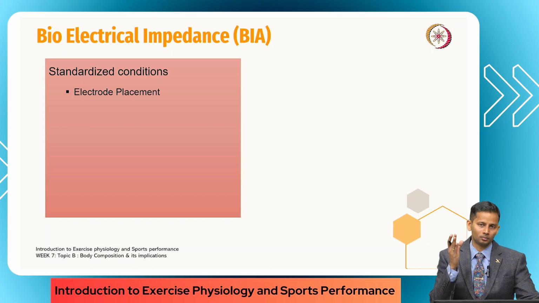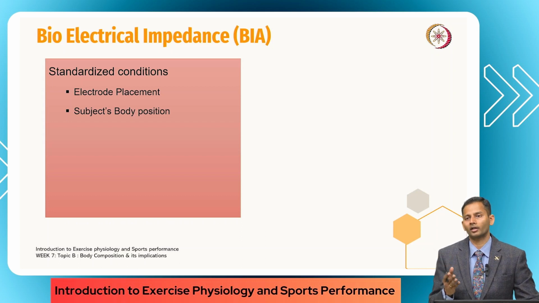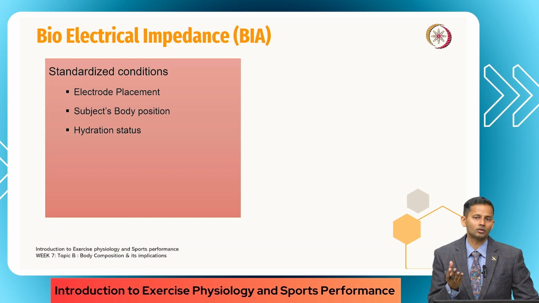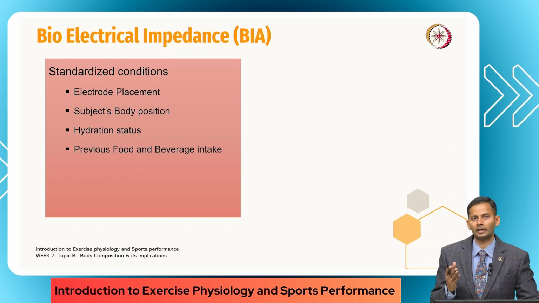So standardized conditions are required. The placement of the electrodes has to be standardized. There are different models available, multi electrodes, dual electrodes, so these need to be carried out as per the manufacturer instructions. So there needs to be standardization in terms of electrode placement. The subject's body position is important. Hydration status of the individual matters, since the method uses body water, and body water is dependent on the hydration status. So that can have a completely different output if the hydration status is not maintained.